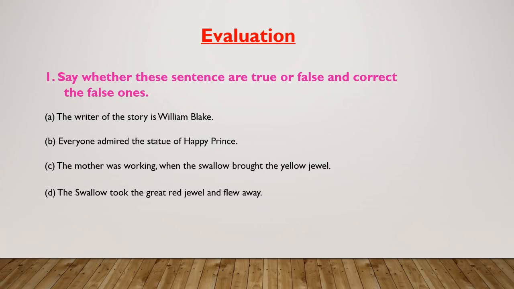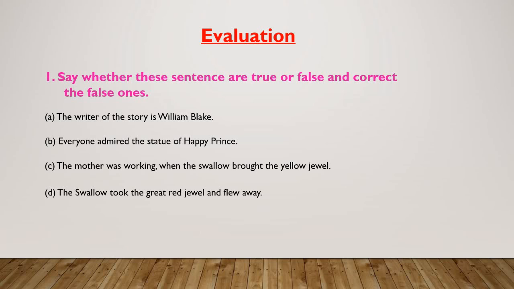The first question, say whether these sentences are true or false and correct the false ones. The first one, the writer of the story is William Blake. False. The writer of the story is Oscar Wilde.